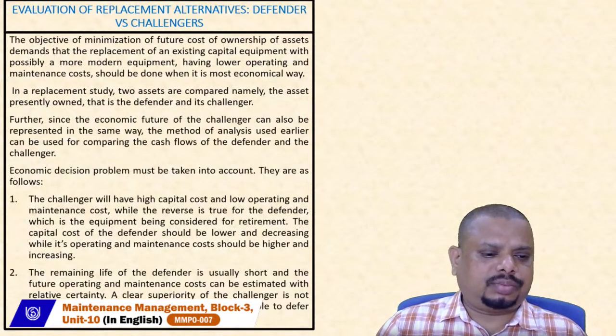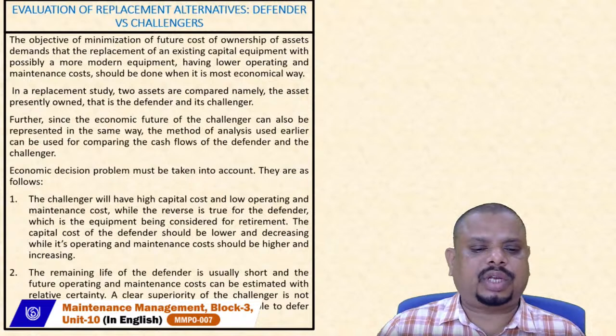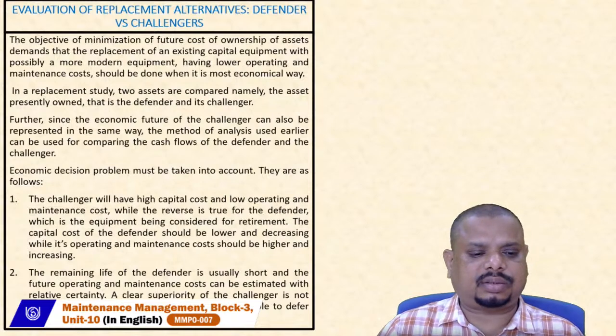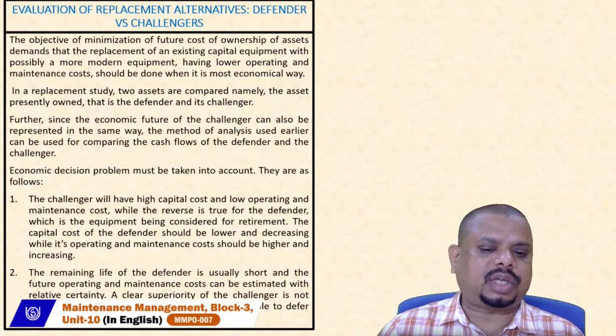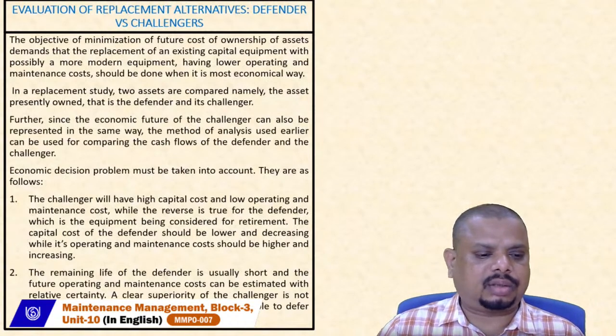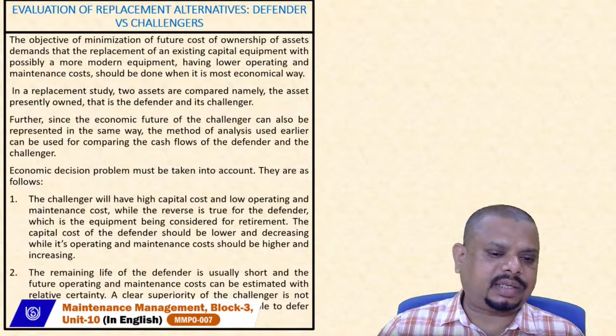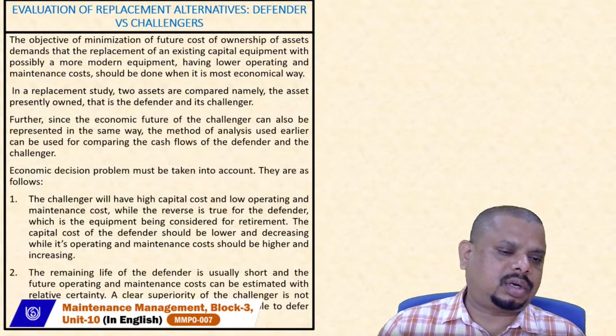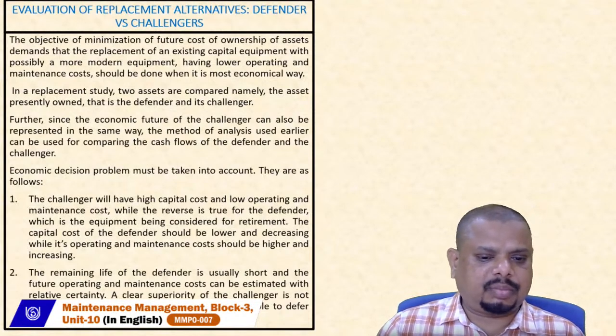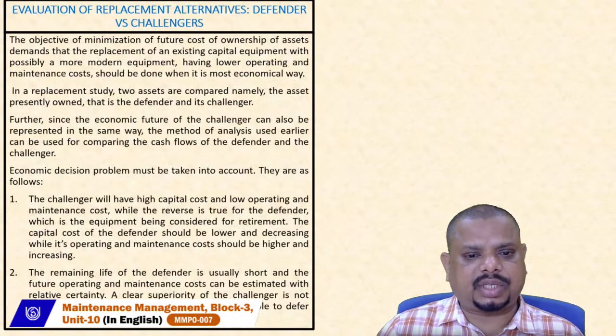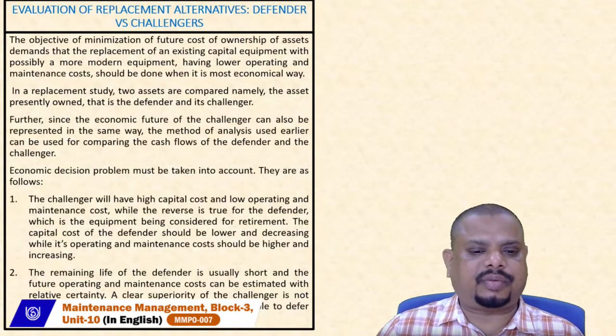The next is point number two. The remaining life of the defender is usually short, and the future operating and maintenance cost can be estimated with relative certainty. So a clear superiority of the challenger is not brought out by the analysis. So it is advisable to retain the defender for the replacement decision and review it a year later. So from the initial days, the defender should not be implemented in the form of assets with reference to replacement policies. But when the aging factor is applied to the machines and components, in those cases you can also take the replacement decision with the help of defenders.